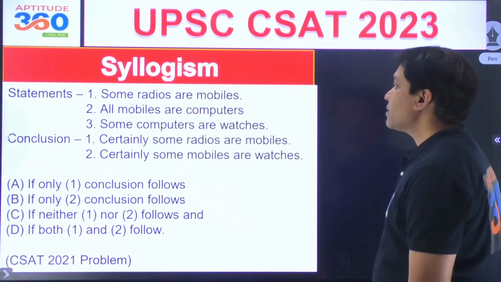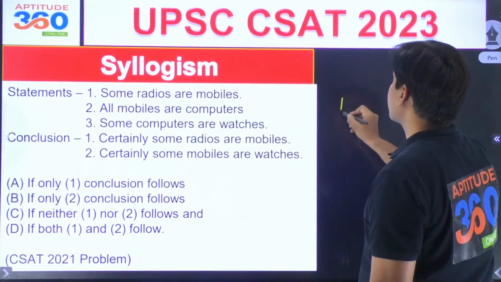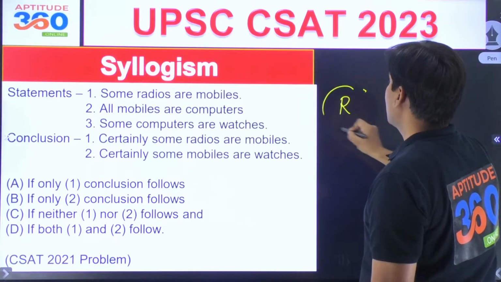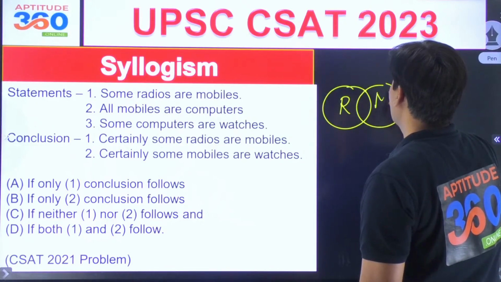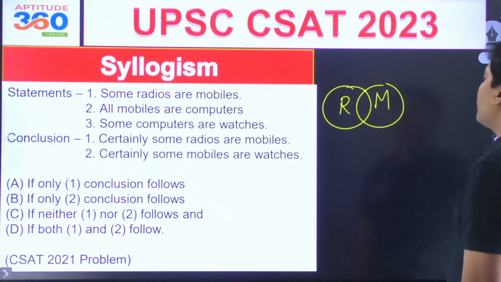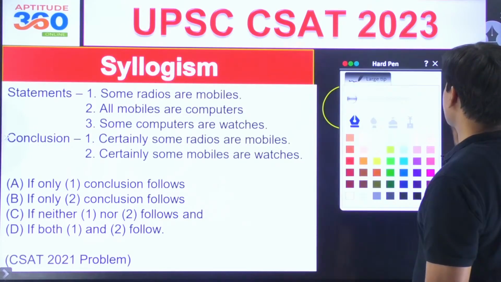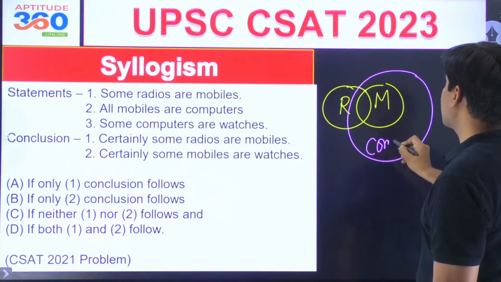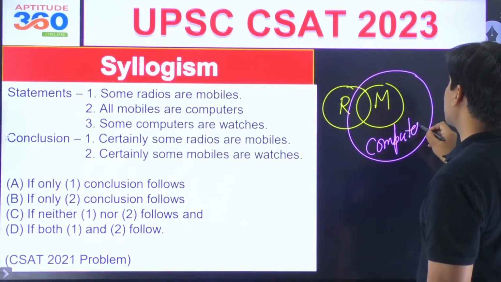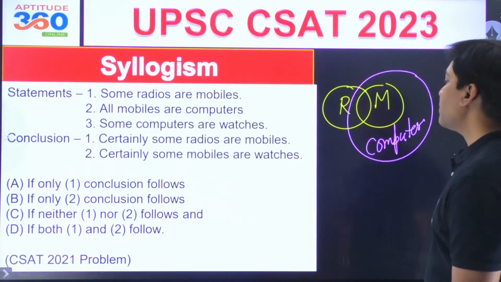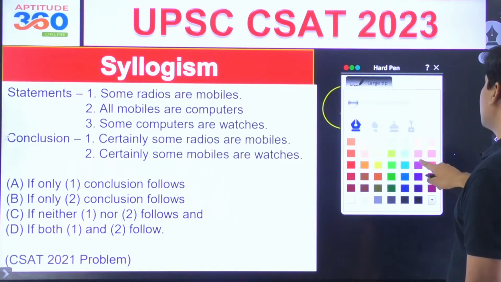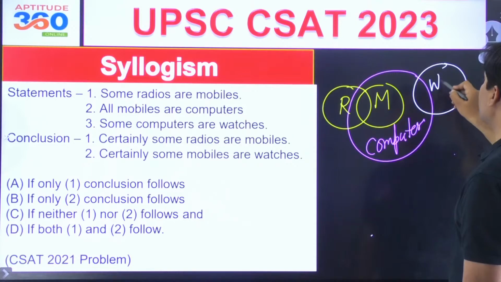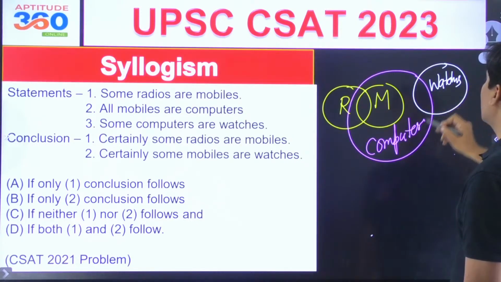Muskan is getting A. अच्छा, some radios are mobiles. Some radios are mobiles. That is 1. All mobiles are computers. Some computers are watches. देखो ना, ये भी हो सकता है.